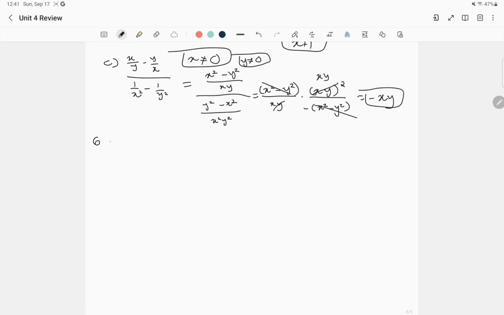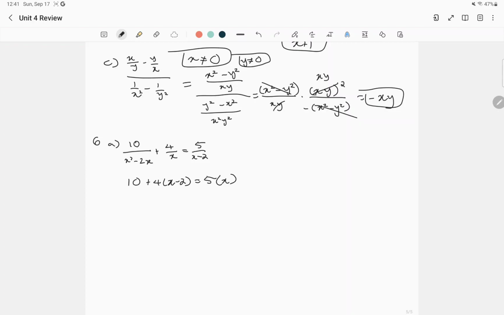6. Solve the following equations for x. Alright, so a is 10 over x squared minus 2x plus 4 over x equals 5 over x minus 2. Notice that this becomes x times x minus 2. So given the factors these have, we're going to multiply the whole equation by x squared minus 2x. It's going to be 10 plus 4 times x minus 2 equals 5 times x, just x.